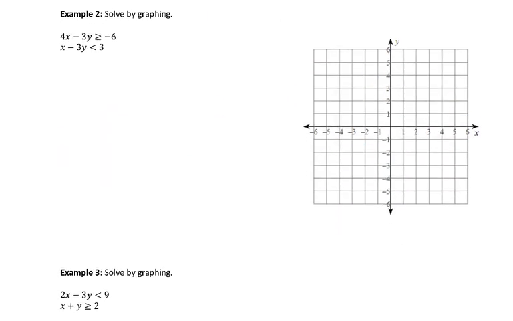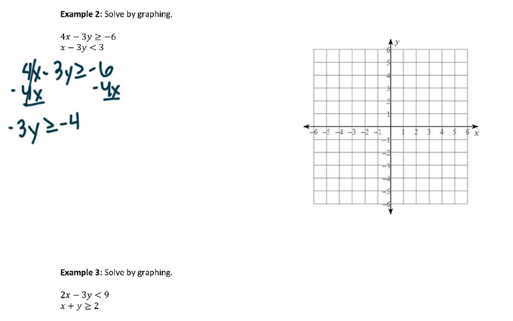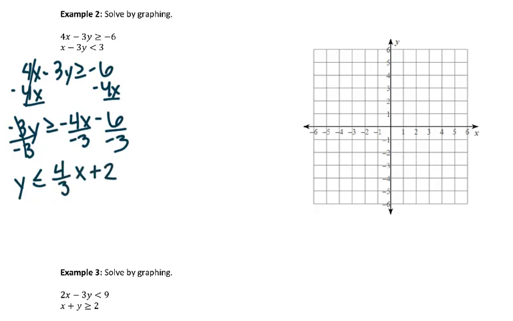Okay, let me show you 2 more. All right, we're going to rearrange first. So 4x minus 3y is greater than or equal to -6. Okay. So first we're going to subtract 4x. We get -3y greater than or equal to -4x minus 6. Divided by -3. And it flips. So y is now less than or equal to +4 over +3x plus 2.